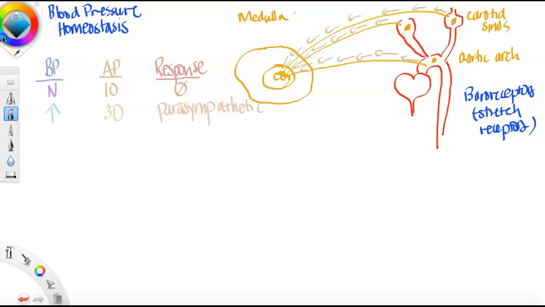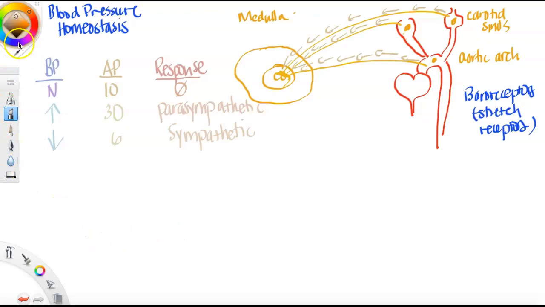What if the pressure was down? So that would mean the action potentials would be less. Let's say 6 instead of 10. The response would be a sympathetic response. Speed it back up. Okay, so that's how it would be controlled. So how does that happen?